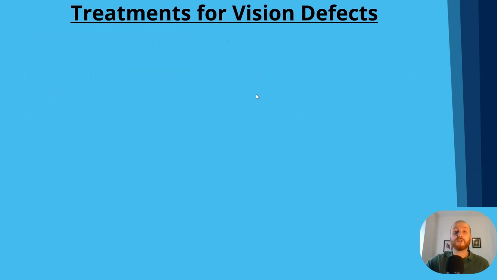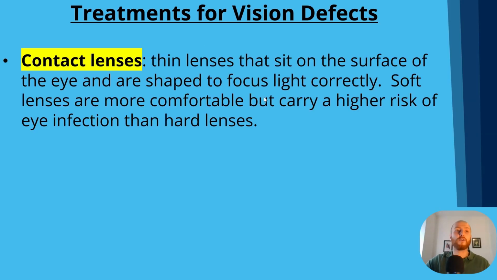Now there are some treatments for vision defects that you need to be aware of. We've spoken about lenses in terms of glasses. Now let's have a look at contact lenses. Contact lenses are thin lenses that sit on the surface of the eye, so on top of the cornea, and they're shaped to focus light correctly. Soft lenses are more comfortable, but they do carry a higher risk of eye infection than harder lenses.